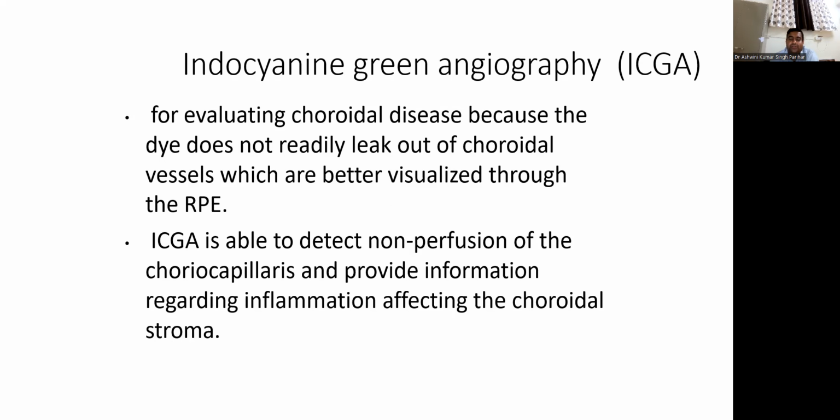Indocyanine green angiography is for evaluating choroidal diseases, because the dye does not readily leak out from the choroidal vessels, which are better visualized through the RPE. ICG is able to detect non-perfusion of the choriocapillaris area, and it provides information about inflammation affecting the choroidal stroma. So the choroidal vasculature is better seen on indocyanine green angiography. To assess any leak in the choroidal vessels or any choroidal non-perfusion area, ICG angiography is very helpful because it visualizes the choroidal vessels through the RPE.